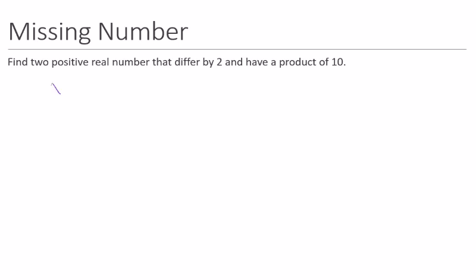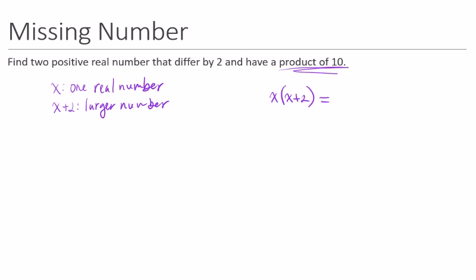So let's let one number be x. So we'll call this one real number. And the other one, since they differ by 2, and you could do this two different ways, you could say x plus 2, so this is the larger number, or you can make this x minus 2, so it's the smaller number. Either way. But we know that they have a product of 10, right? So that means one number multiplied by the other number gives you the product equals 10.